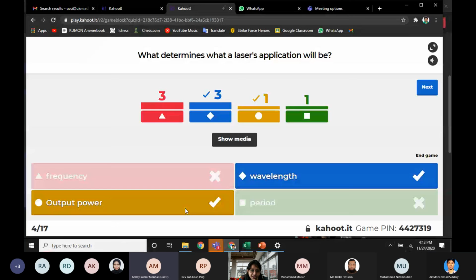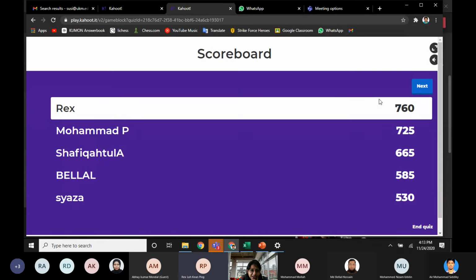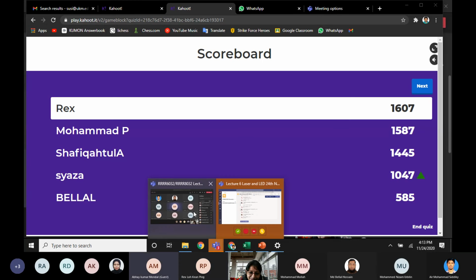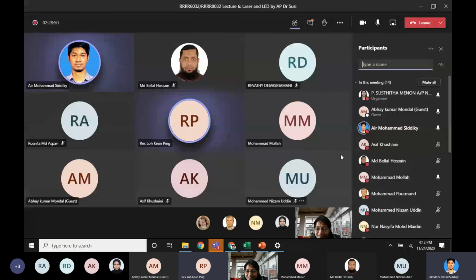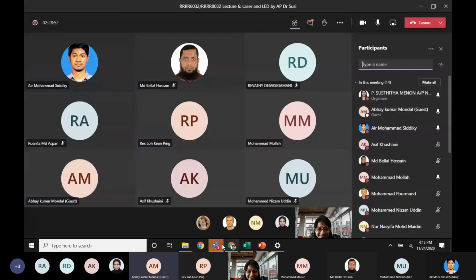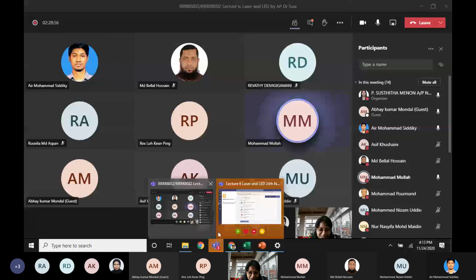Time's up. What determines a laser's application? The wavelength, also the output power. So let's see. Rex still number 1, Pomad number 2, Shafika number 3. But some of you could not access. So you still can't access? No, still no. This is a bit unfair, right? Never mind, it's okay, we move on. We just continue playing.